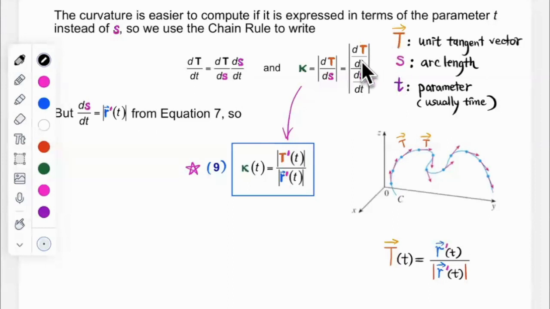Now pay attention, the big T here is the unit tangent vector. The s here is the arc length. The small t over here is the parameter, and usually is the time. Now remember ds/dt. What's ds/dt? The rate of change of the arc length with respect to the parameter t.